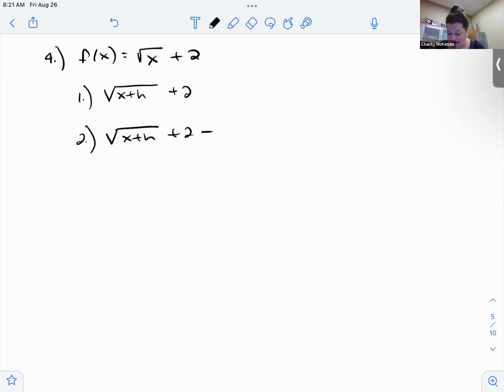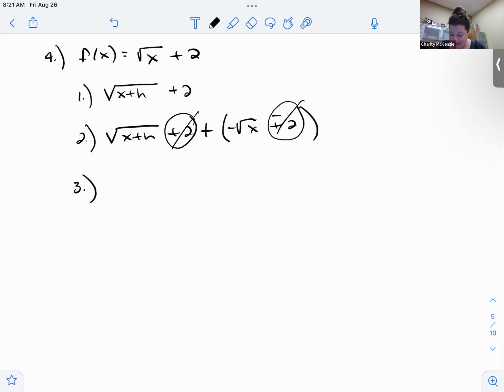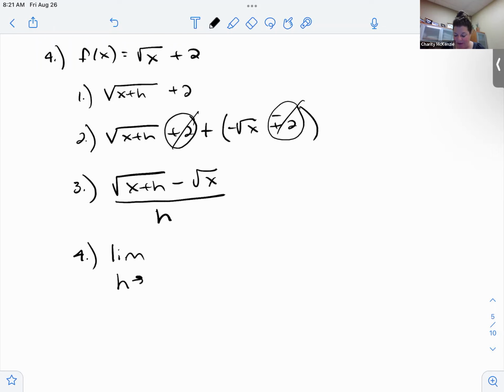Plus 2, now minus off the entire original function. Okay, so change your signs, and I can see these will cancel, but these don't, which is fine, just one thing canceled. So in step 3, I now have square root of x plus h minus square root of x over h, right? Divide by h, third step. So it looks like we should be done, and we can move on to step 4, where you take the limit as h approaches 0.